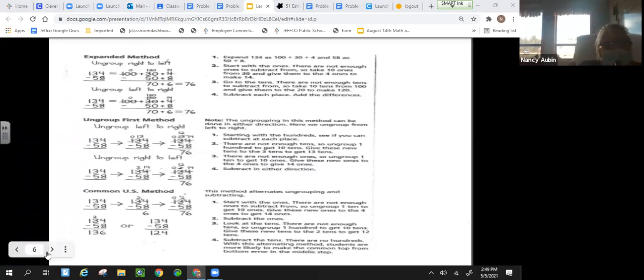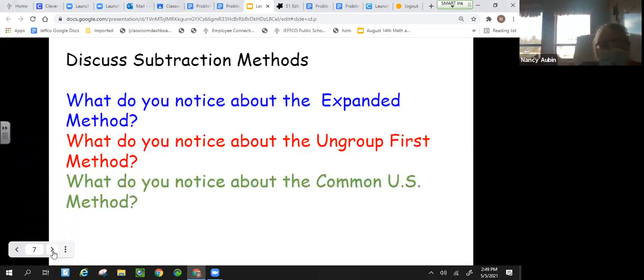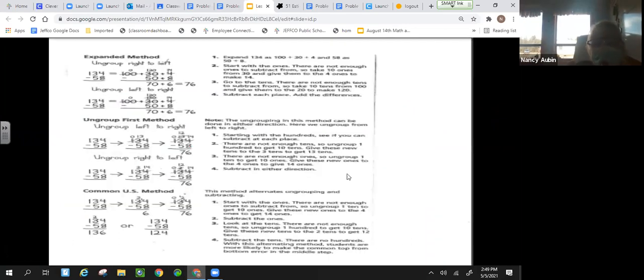Here's what I'm going to ask you to do. You are going to read over these. I have the papers for you in person. What do you notice about the expanded method? What do you notice about the ungroup first method? What do you notice about the common US method? I'm going to put them back up here. I want you to look at these, get close to your computer, read them, think about them, and then be ready to share what you notice. I'm going to pass them out to you guys.